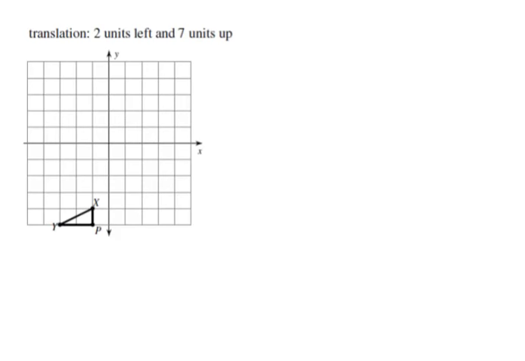In this lesson, we're going to talk about matrices and transformations. Specifically, we're going to talk about translations and dilations. So this problem says to translate this triangle 2 units left and 7 units up.